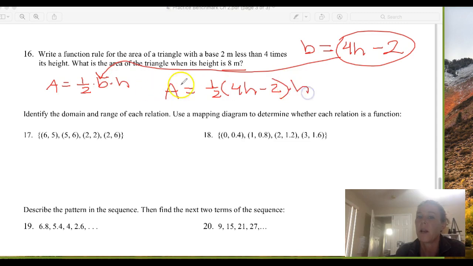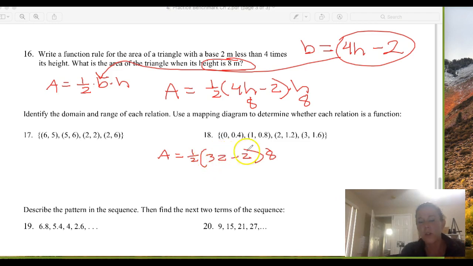So here I have a function rule for the area of a triangle in terms of the height only, and they give me the height is 8 meters. So now I can plug in 8 for the h's and solve this. Plug in 8 here for height and plug in 8 here for height and do this problem. I'm going to work it down here because I wrote too big. So A equals 1/2, and then that's 4 times 8, and 8 times 4 is 32. So I'm just going to write 32 minus 2, and then this is 8. Do what's in parentheses first.